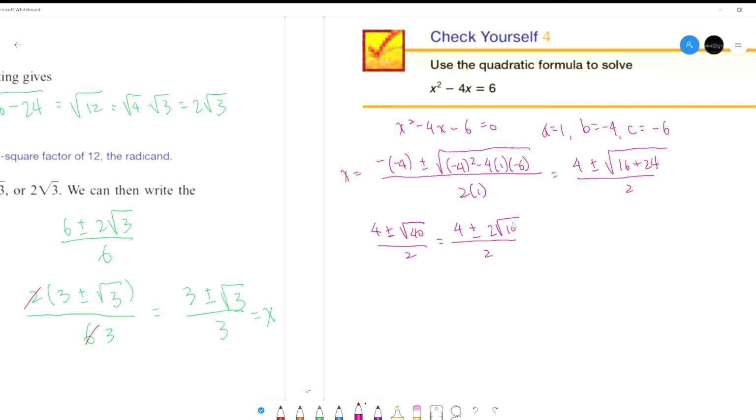All right, so as you can see in the numerator, you have a common factor of a 2. So I'm going to factor the 2 out, and I get 2 plus or minus radical 10 over 2. And you see the 2's, right? This is 2 times, right? So these are factors. These cancel out. So your final answer is x is equal to 2 plus or minus radical 10.